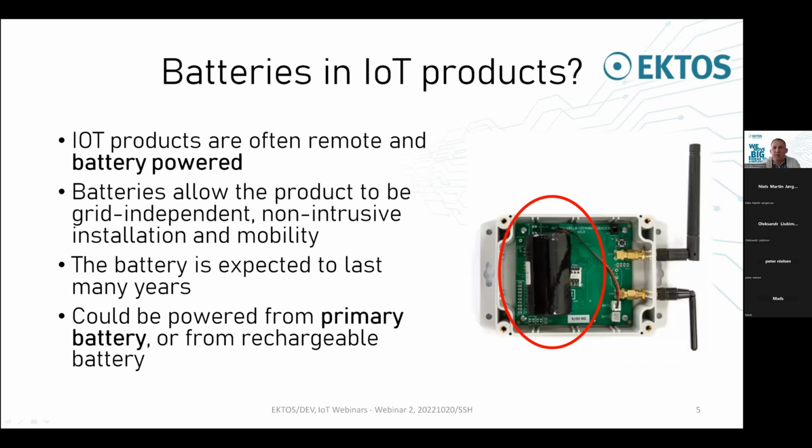So we have this webinar series about IoT, and this webinar is about batteries in IoT products. And why do we associate the IoT product with battery power? It's simply because IoT products are often remote and thus they are battery powered. Batteries in IoT products allow them to be grid independent. They allow non-intrusive installations and make the products mobile, basically. And from this aspect, we could conclude that the batteries in an IoT product are expected to last for many years. Preferably, they shall never be replaced.